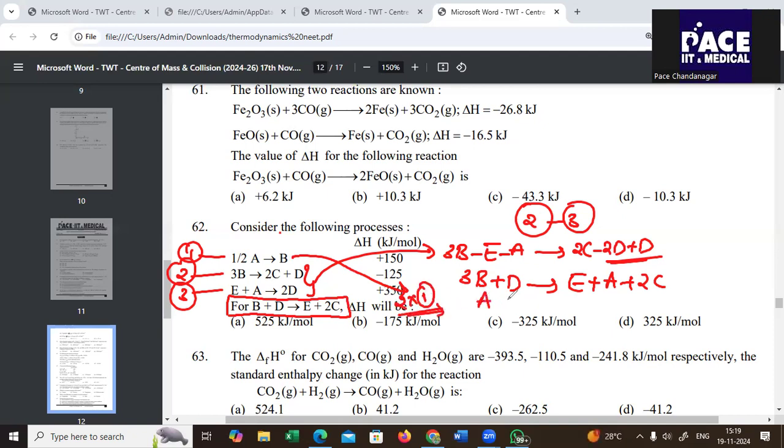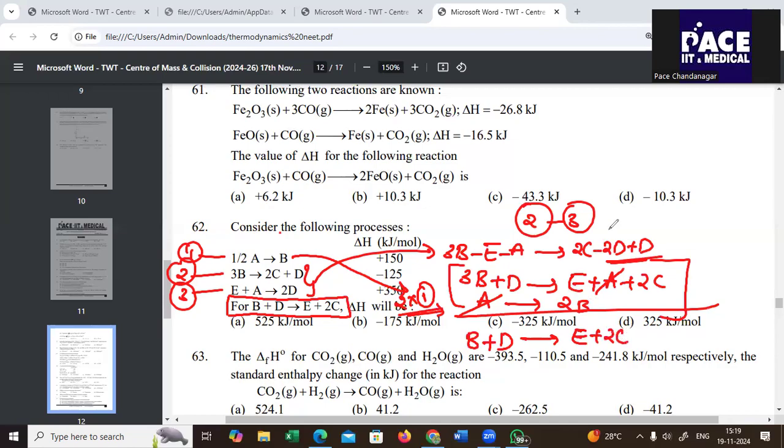2 times the first equation is A gives you 2B. Now I am just solving these two parts. So what is it that I get here? Now this is 3B, this 2B to the left side, 3B minus 2B, so B is left, plus D, right? And A on the right and A on the left cancels out, which will give me E plus 2C.